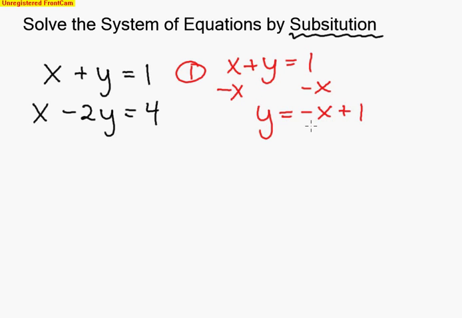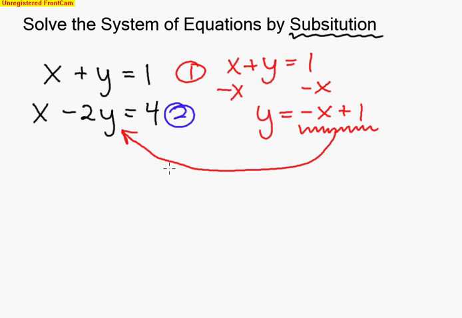Now we're going to take this value of y, that negative x plus 1, and substitute it into our second equation. So when we rewrite this, our second equation is now going to be x minus 2 times y. Now, the y we're going to plug in is the y we solved for in the first equation, that negative x plus 1. Do note I put it in parentheses because I want that entire thing to be plugged in for the y value. And that is equal to 4. Now we have one equation with one variable.